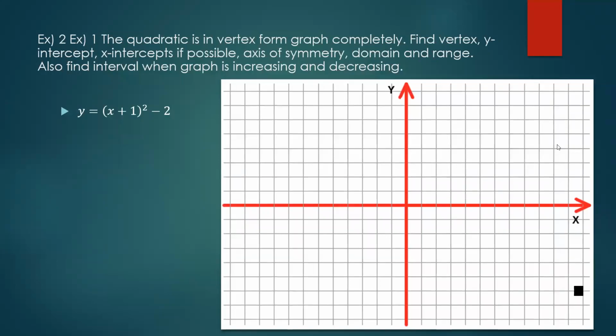Hello, this is part 2 of graphing quadratic functions in vertex form. Just like example 1, we have to find the vertex, graph it, and find the y-intercept, x-intercept, axis of symmetry, domain, range, and where the function is increasing and decreasing. So let's start with the vertex because it's always easy to find, especially if it's in vertex form.